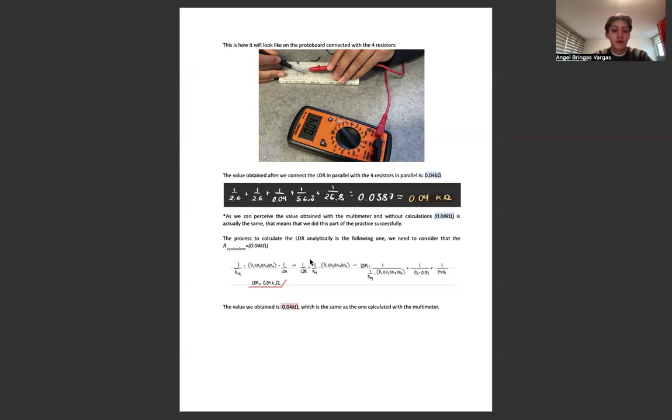And to sum up, we calculated the value for the LDR as if we didn't know it, and we got that it was 0.04, which means this was correct and the lab task went smoothly and correctly.